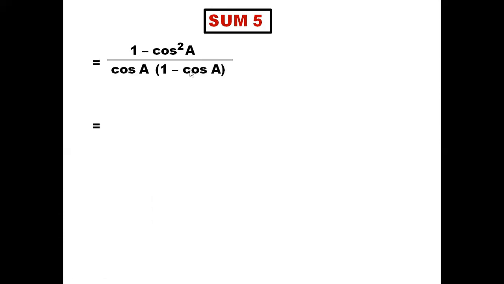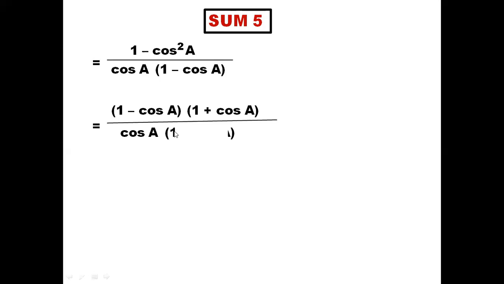Now 1 minus cos square A, we know A square minus B square equals A plus B times A minus B. So here A is 1 and B is cos A. So A plus B, that is 1 plus cos A, and A minus B, 1 minus cos A. And the denominator remains the same. Now 1 minus cos A, 1 minus cos A gets cancelled out. So we get 1 plus cos A remaining in the numerator, divided by cos A. So this is what we are supposed to prove.